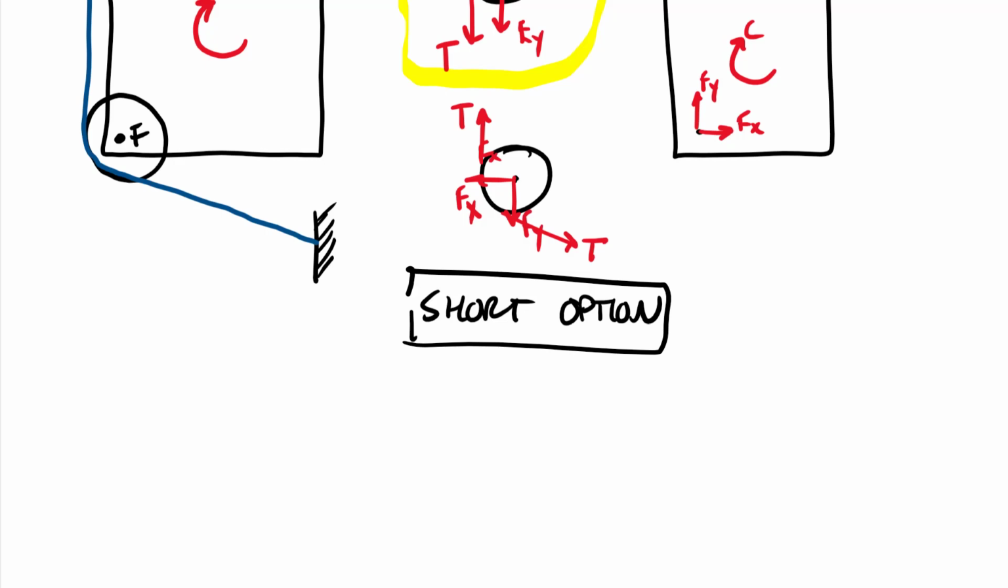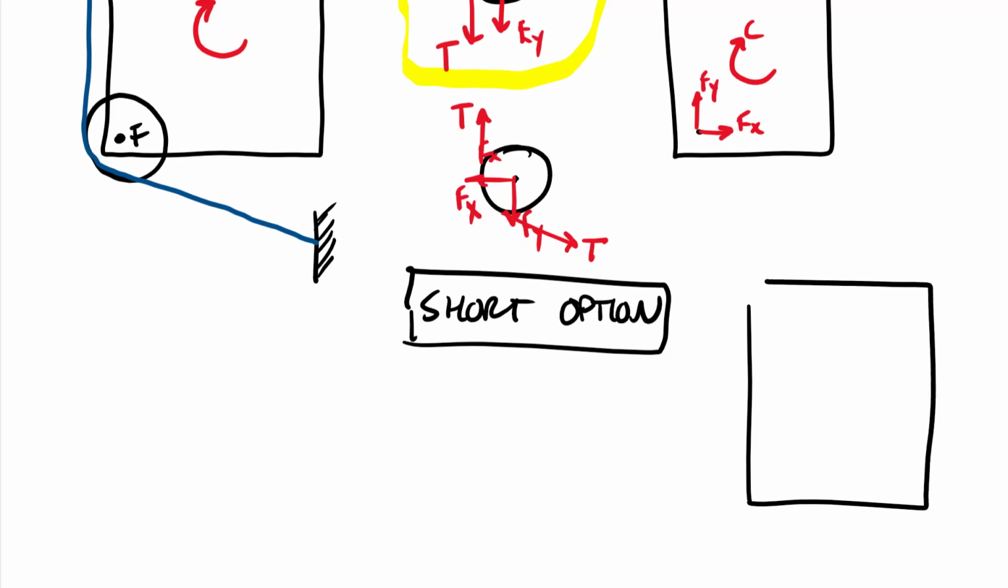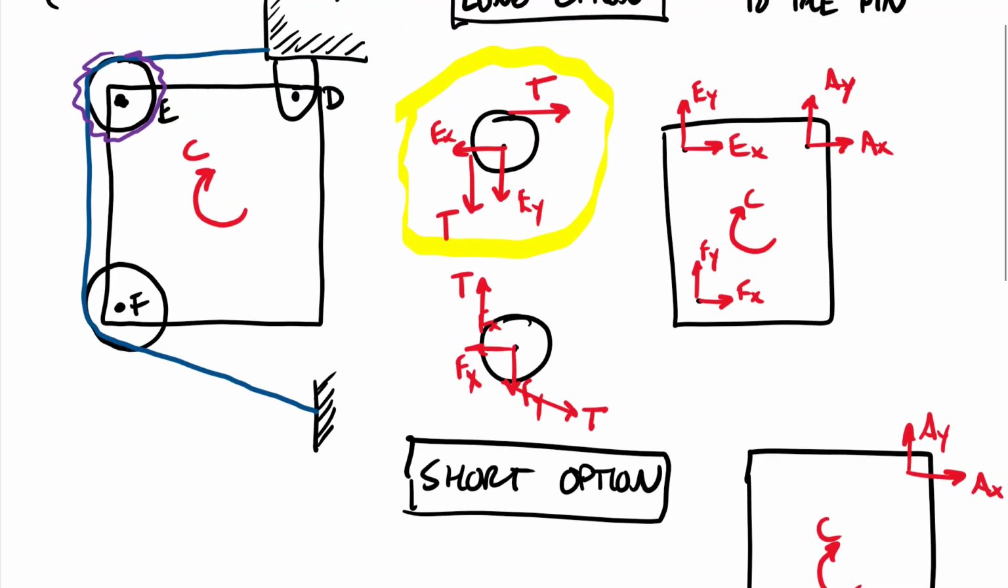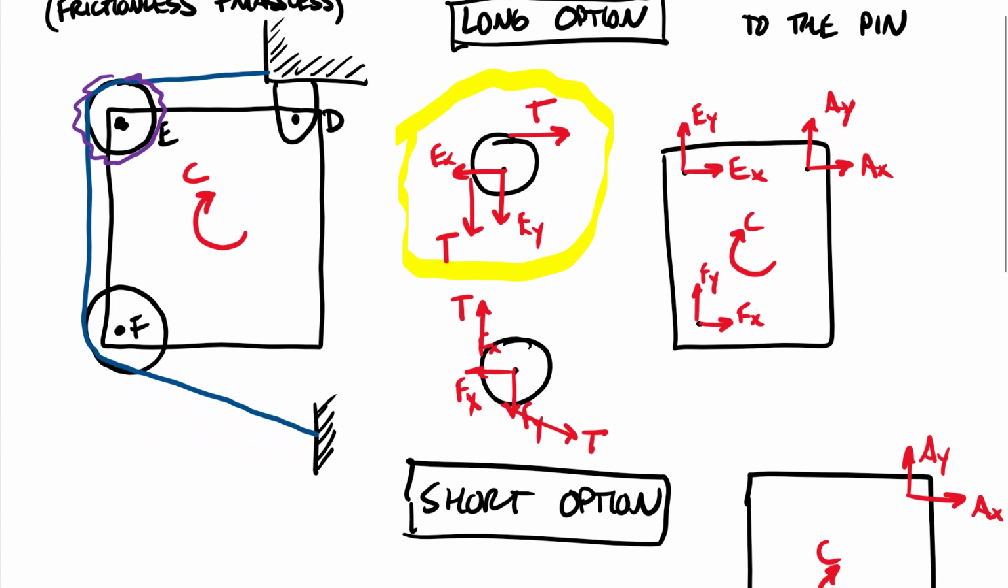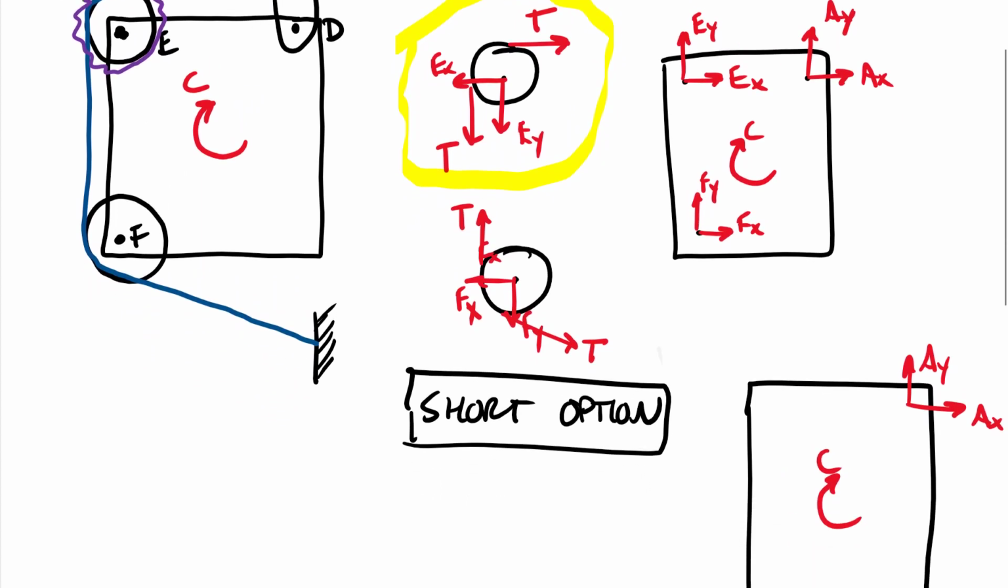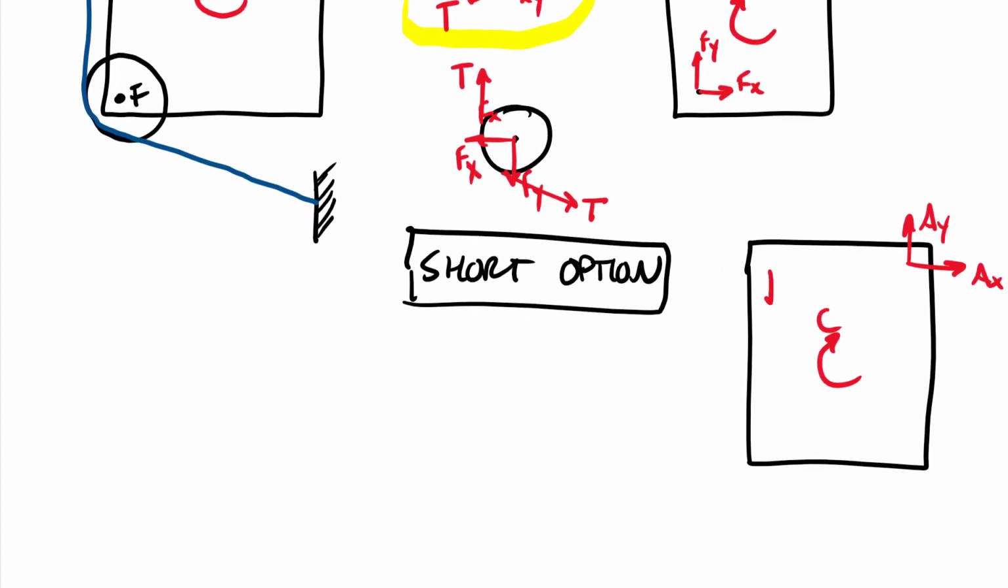So in the short option, we're going to assume that those pin forces, or excuse me, the tension forces are going to apply right to the pin. So we still need some pin forces over here, AX and AY at A. We still have an applied couple here, C. But now at point E, I'm basically just going to draw the tension forces that are being transferred through that pin. So it looks like this. T comes down, T goes to the right.